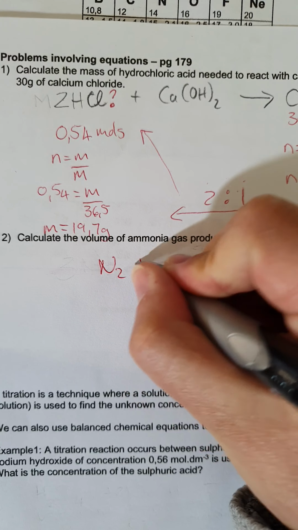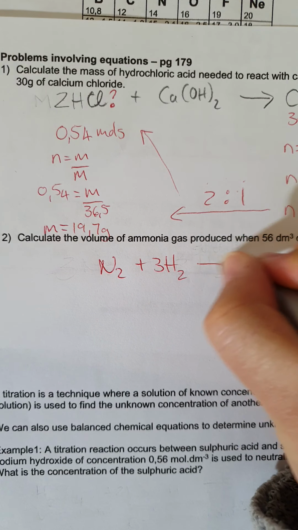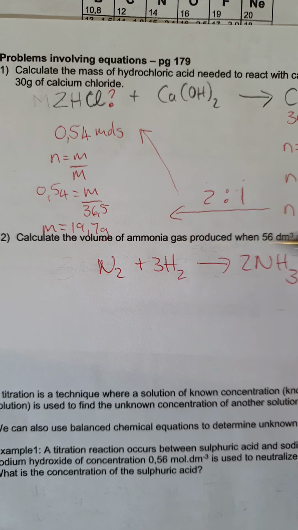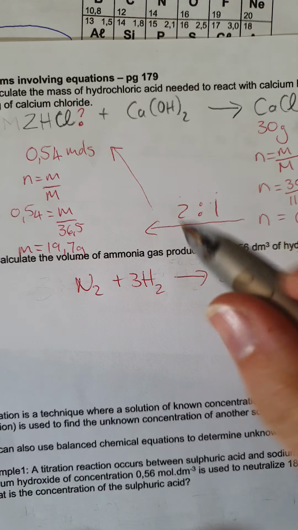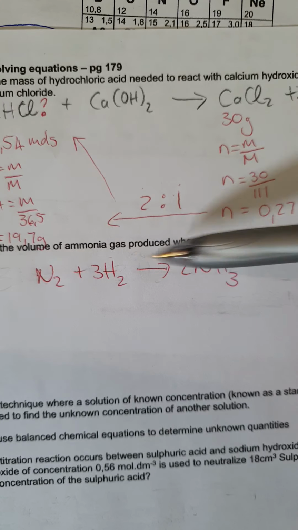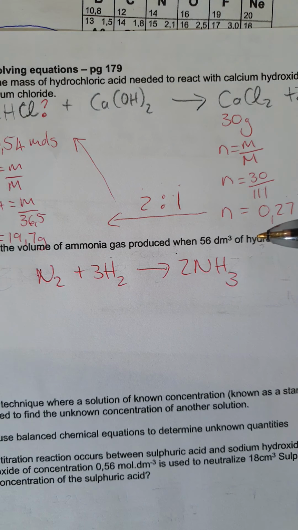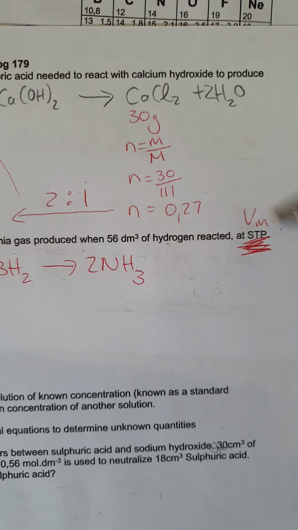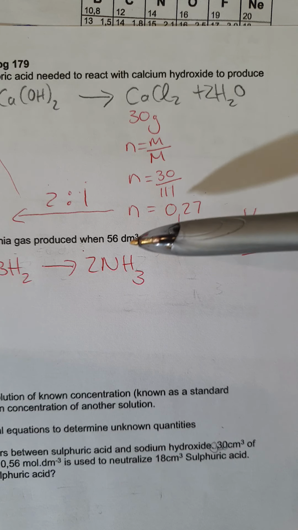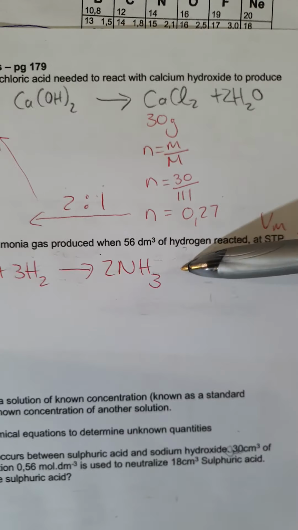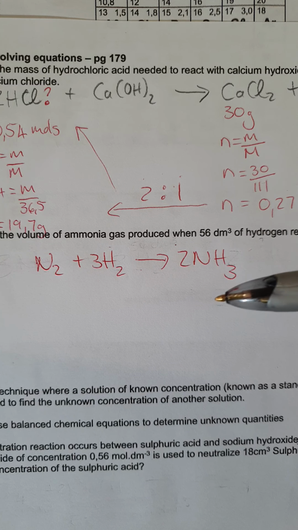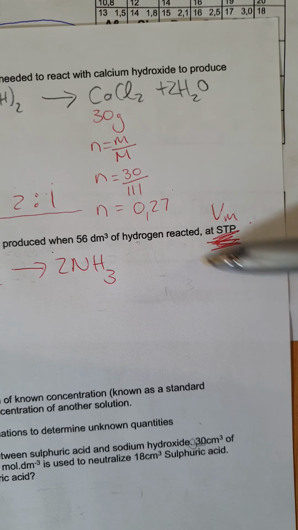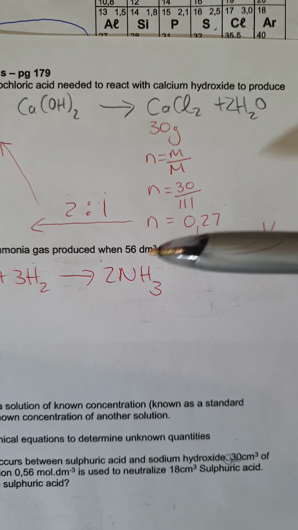N2 plus, this is the Haber process that we use to make ammonia. I've balanced the chemical equation already. Now the thing about these is that they are all gases. Because they are all gases, you don't need to work out the moles and compare the moles and then get back to volume. You can use the molar volume at STP if they've given you a volume, but not all the reactants and products are gases. If they're not all gases, you can't use this method. But if they are all gases and it is at STP, then you can compare volumes.